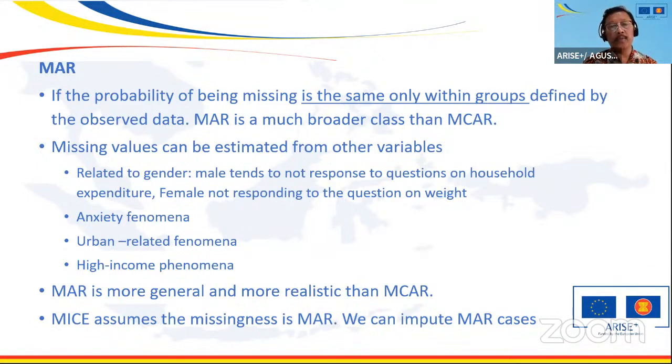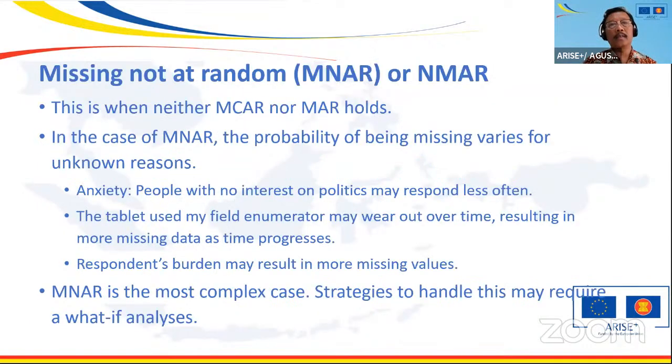And actually, most of the missingness can be considered as MAR. Very little maybe is due to completely random. And the other one is missing not at random. Not random, this is intentional.